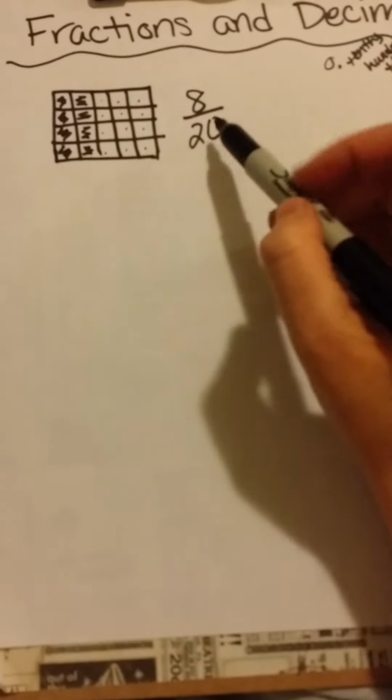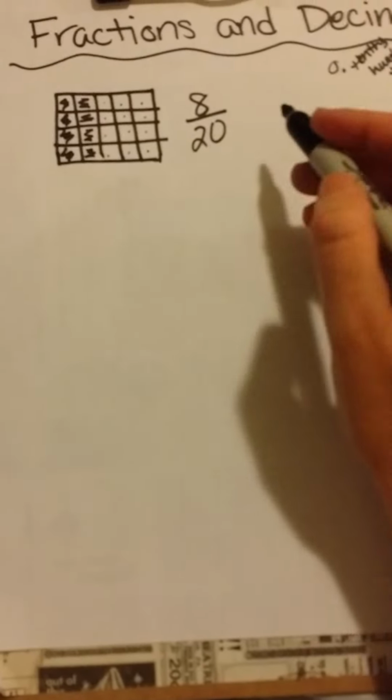Okay, so let's look at the first picture. If you look at how much we have shaded, we have 1, 2, 3, 4, 5, 6, 7, 8 shaded. Always easier to do the fraction part first. Out of 9, 10, 11, 12, 13, 14, 15, 16, 17, 18, 19, 20. 8 out of 20. Well, if we're going to go to a decimal, remember, it has to be a tenth, a hundredth, or a thousandth first.